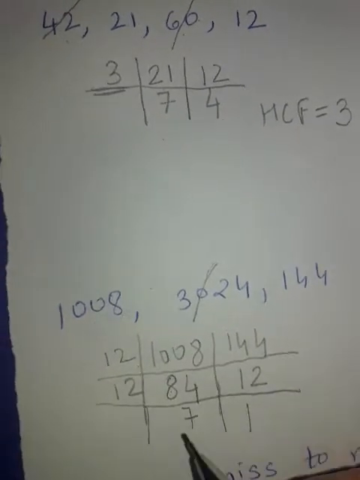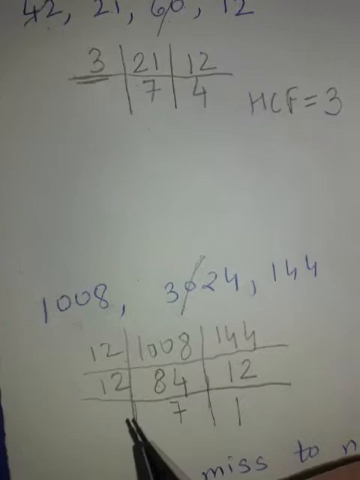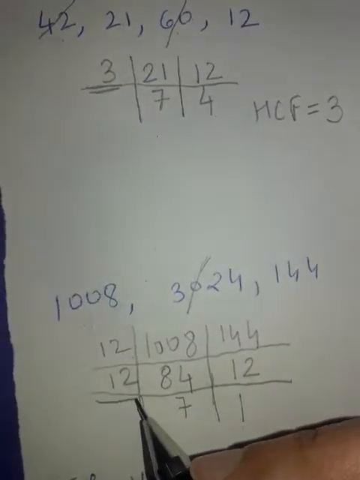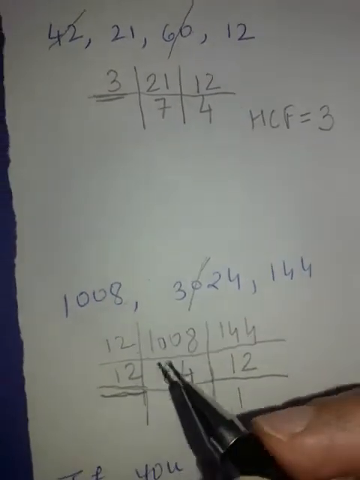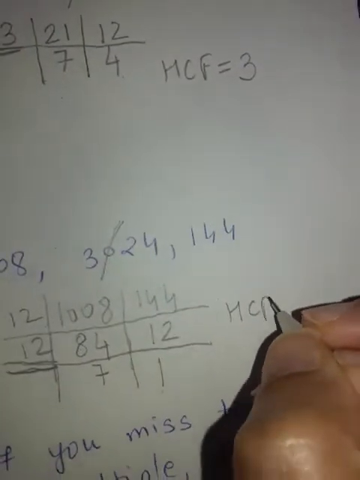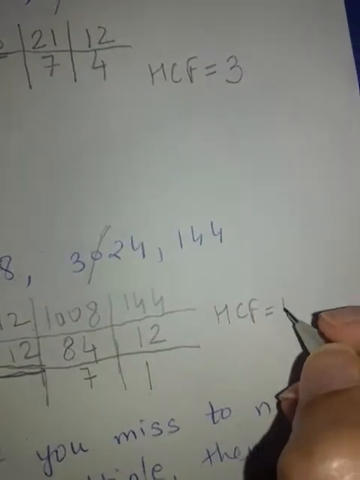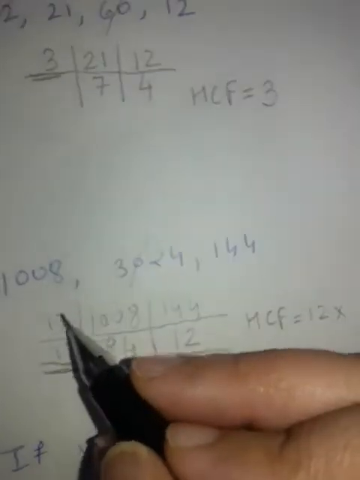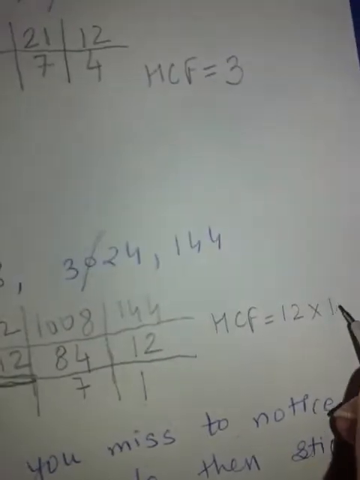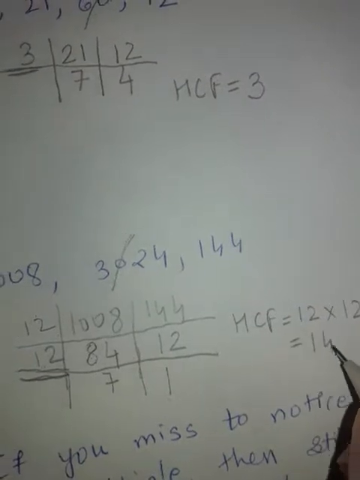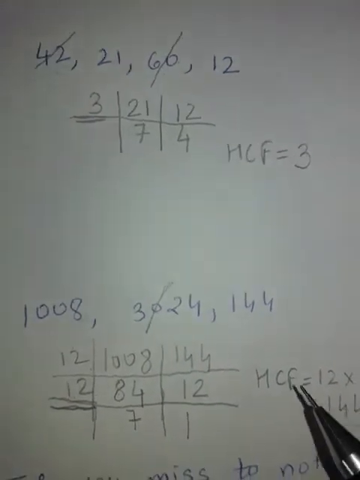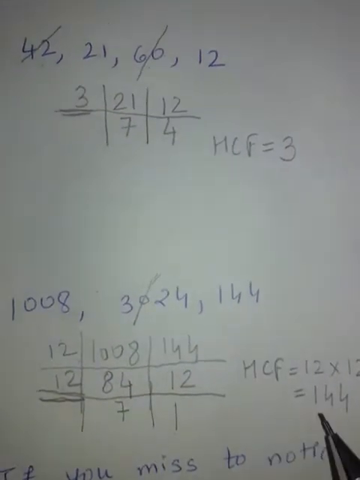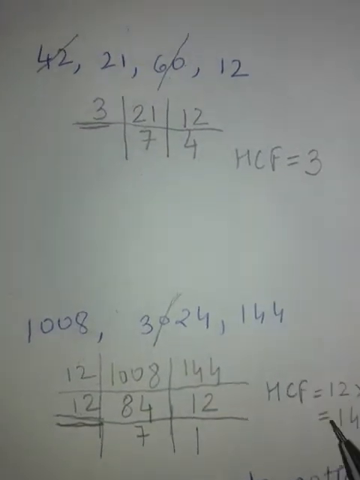Now between 7 and 1 there is no common factor, so I can stop here. That means my HCF is 12 into 12. This is my HCF, 12 into 12, that is 144. See what happened here? 144. This number only turned out to be HCF.